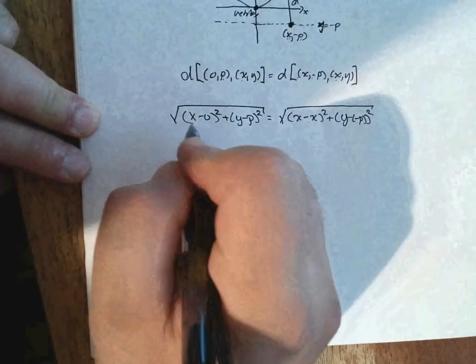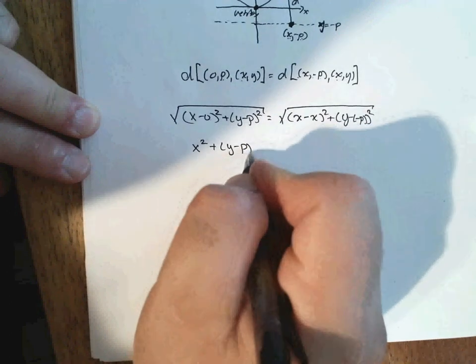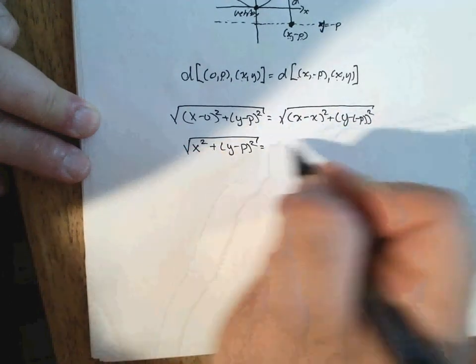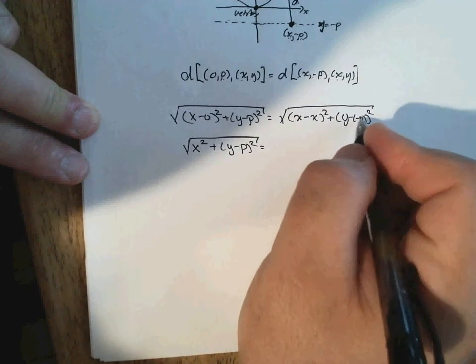Now, underneath the square root, of course, this is just x squared, y minus p squared. Over here, x minus x is 0. That goes away, and y minus negative p is y plus p.